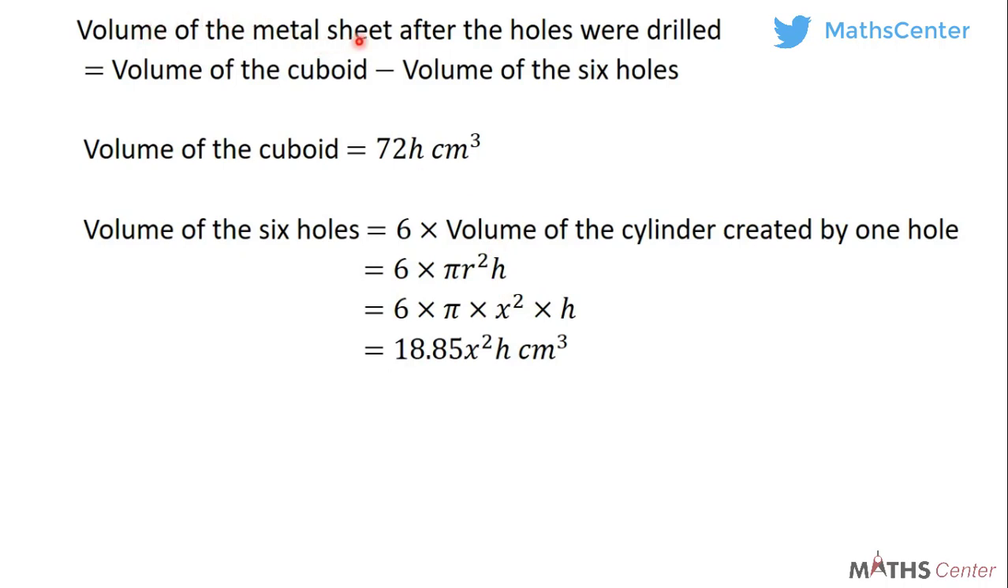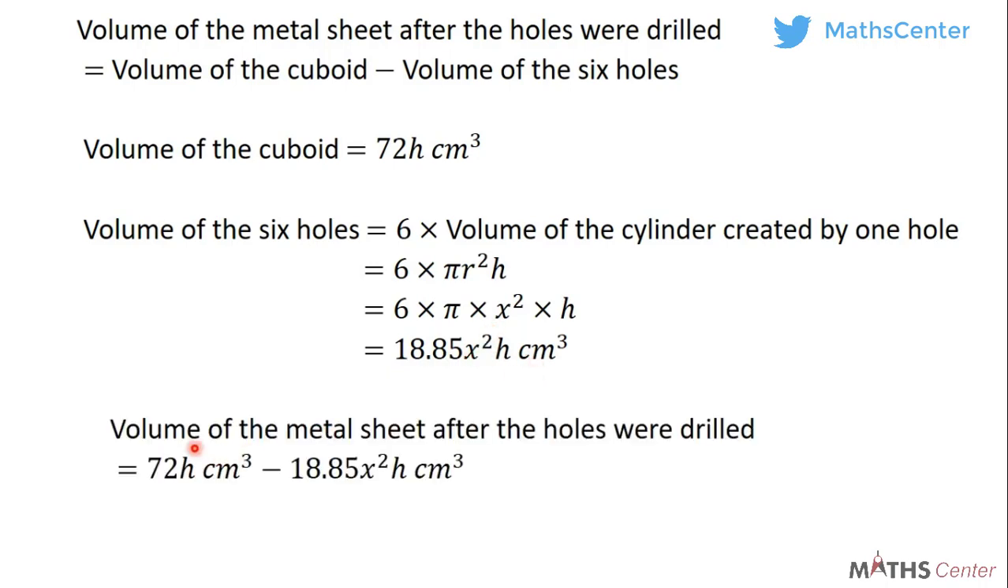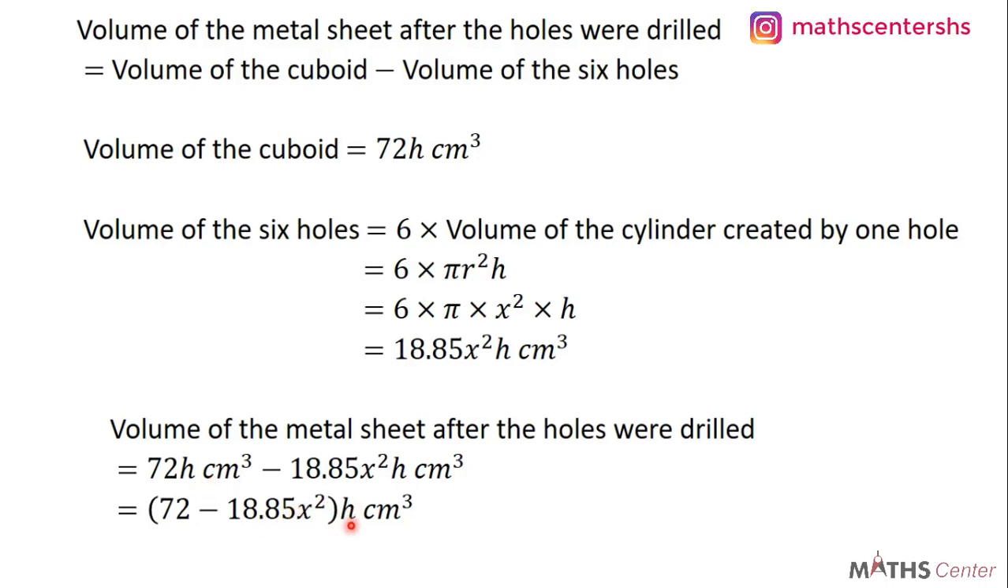Remember we said that the volume of the metal sheet after the holes were drilled is equal to the volume of the cuboid, which is 72h centimeters cube, minus the volume of the 6 holes, which we have now found to be 18.85 x squared h centimeters cube. We have h here, so we can factorize that out, and that will give us (72 minus 18.85 x squared) into bracket h centimeters cube. So this is the volume of the metal sheet after the holes were drilled.